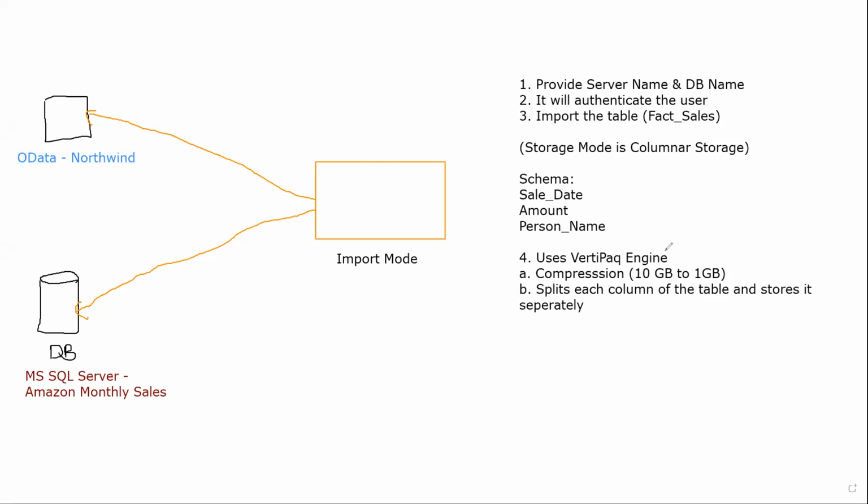So here we were able to see how the VertiPaq engine comes into the picture, compressing the data. And why the compression is needed is because of the way the VertiPaq engine works: it uses your RAM, not your physical storage. And it splits each column and stores it separately, because we are using columnar storage. So anything else you want to discuss apart from this?